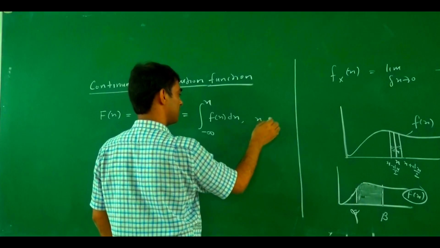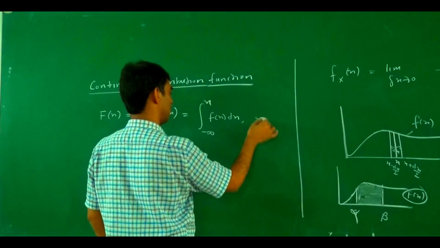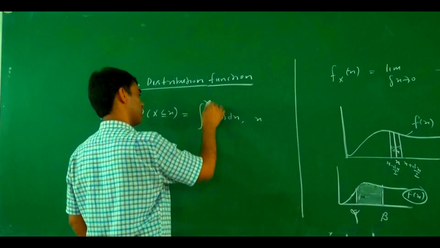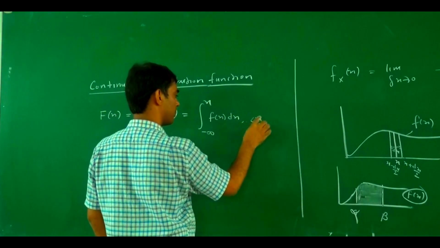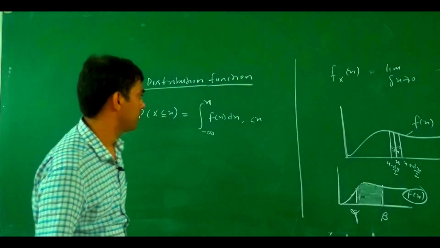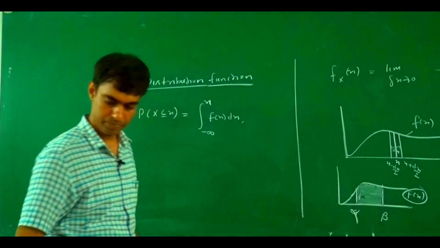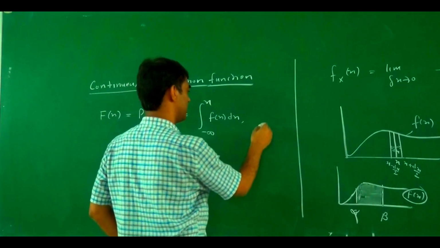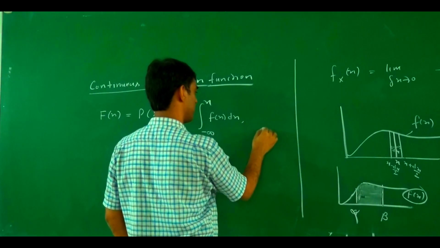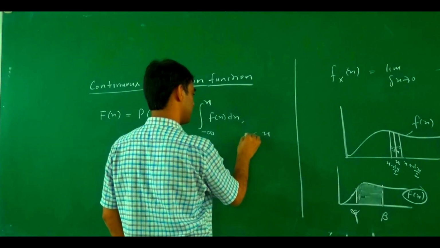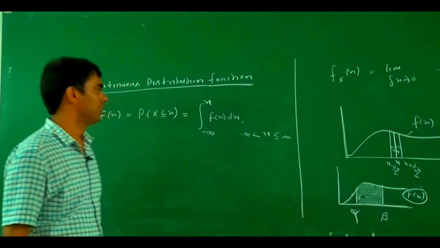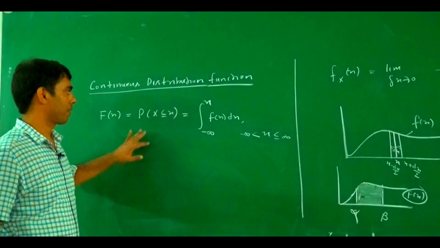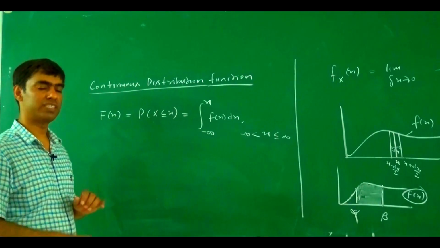And here x ranges over whatever value. The value of x is greater than minus infinity and less than or equal to infinity. So this is a continuous distribution function.